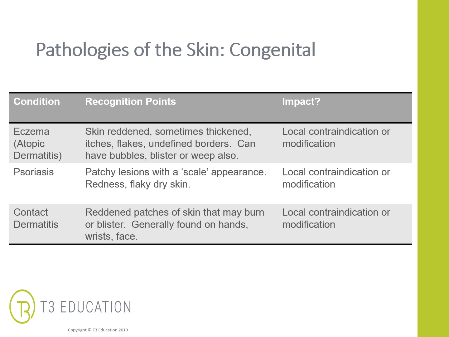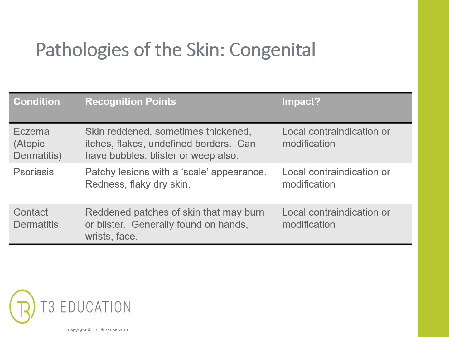Psoriasis. This is where we see patchy lesions with a scaly appearance. There could be redness, flakiness, dry skin. Again, a local contraindication or modification. This depends on the severity of the psoriasis. For example, with simply flaky dry skin, the client may feel no pain, there may be no redness, no inflammation, and you can work through a towel or with selected mediums on that skin. But if it's inflamed, red, any cracking, any open sores, then again that becomes a local contraindication.